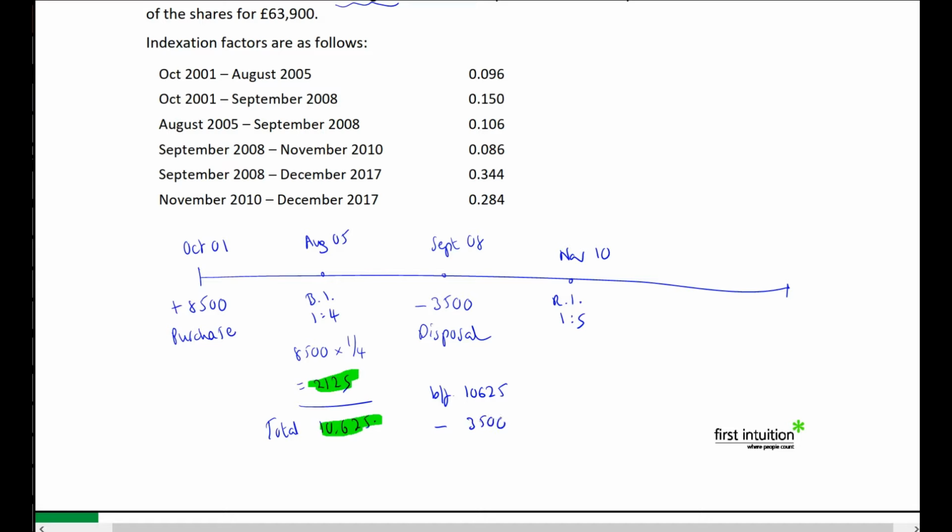and I've now just sold 3,500 of them as part of that disposal. So I just want to see how many I've actually got left. So I've got 7,125 shares. So when the rights issue comes along, 1 for 5, 1 new one for every 5 that I owned before. That's an extra 1,425 shares. So I've got a rights issue of 1,425, and that of course is going to leave me with 8,550 shares.